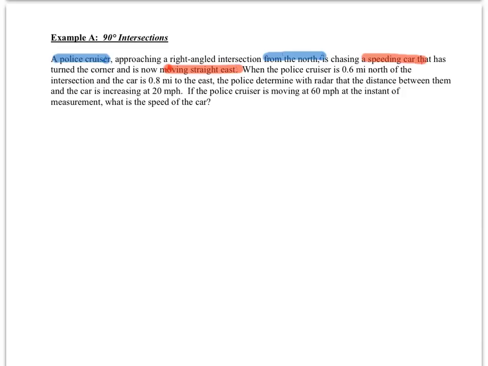So when the police cruiser, they tell you, is 0.6 miles, so they're telling you about the first car that is traveling from the north. When it's 0.6 miles north of the intersection and the other car, the speeding car, is 0.8 miles to the east, they say that the police determined using radar that the distance between them and the car is increasing at a rate of 20 miles per hour. Now, they finally get to our question. It says if the police cruiser is moving at 60 miles per hour, at the instant of measurement, then what is the speed of the car.